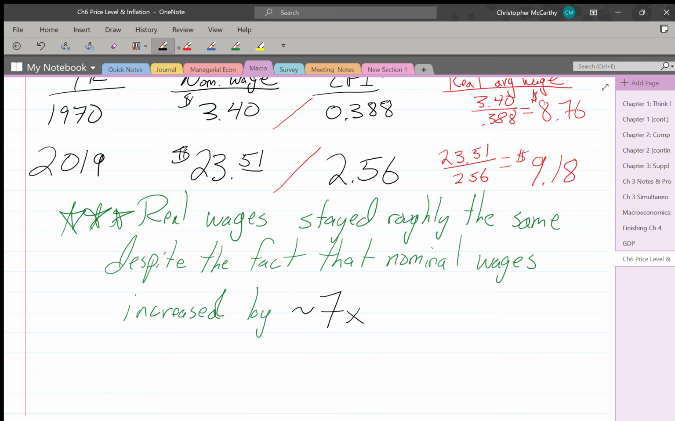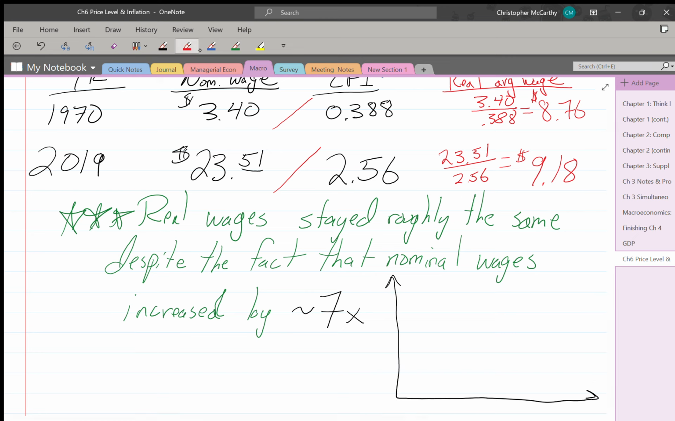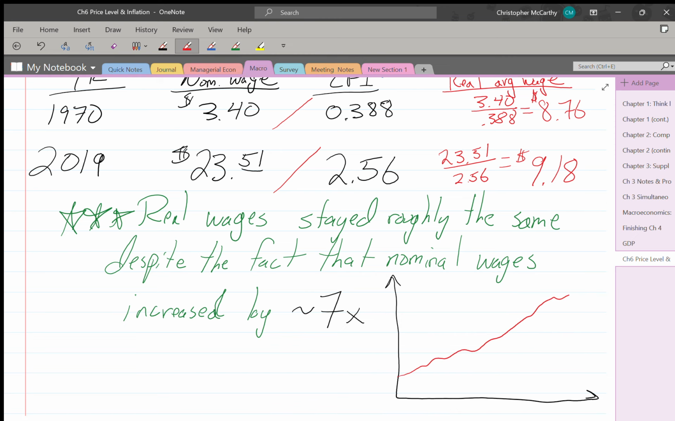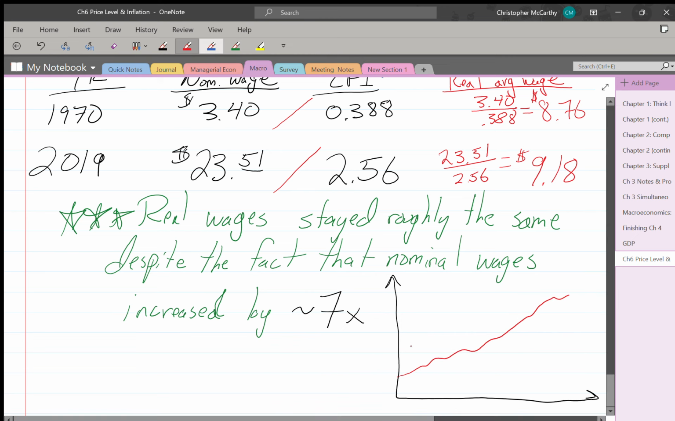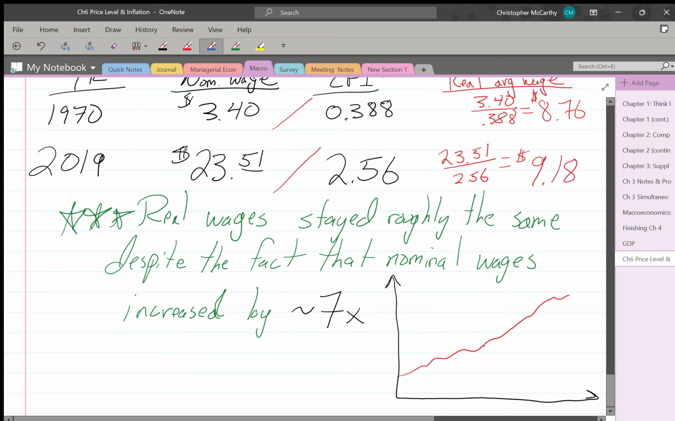So if we were to look at this graphically, we end up with a nominal wage. It starts off at $2, ends up at 22, and we end up with a real wage that starts off at 8. Come on, little guy, you can do it. Hangs out around there.